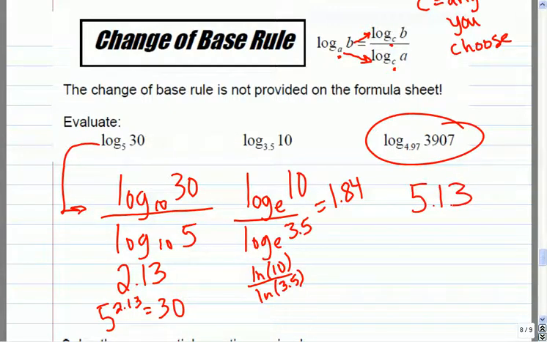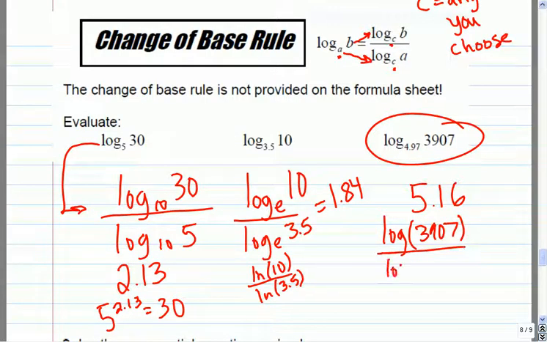1.6? 5.15? 5.16? Okay, so again, you can choose any base you like. You could write this as log base 10, which we don't need to write. If you omit it, people will assume you mean log base 10 of 3907 divided by the log of 4.97. As long as it's the same base on the top and bottom, you can pick whatever you like.